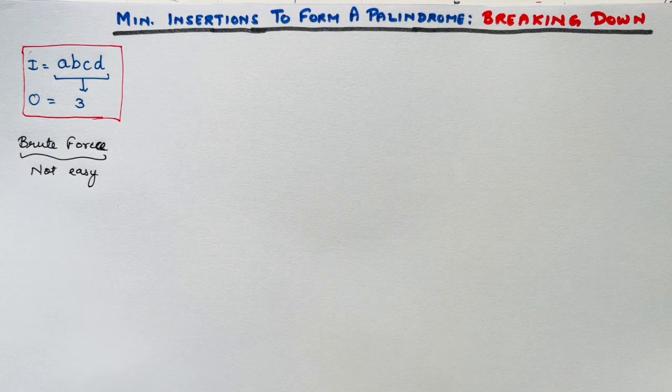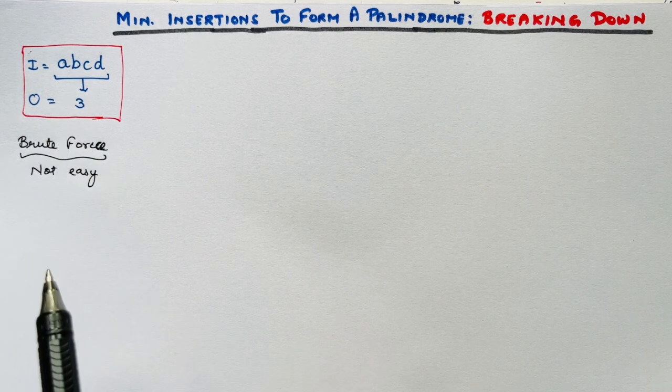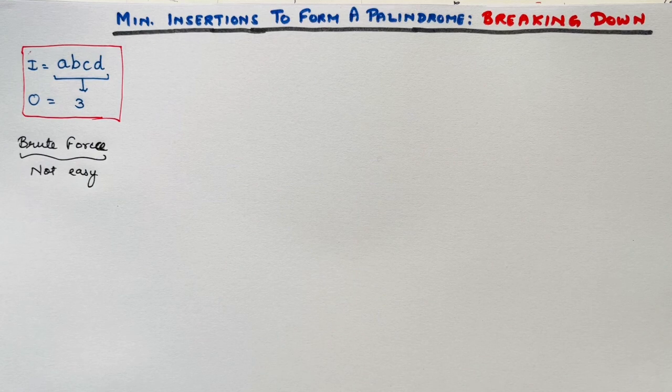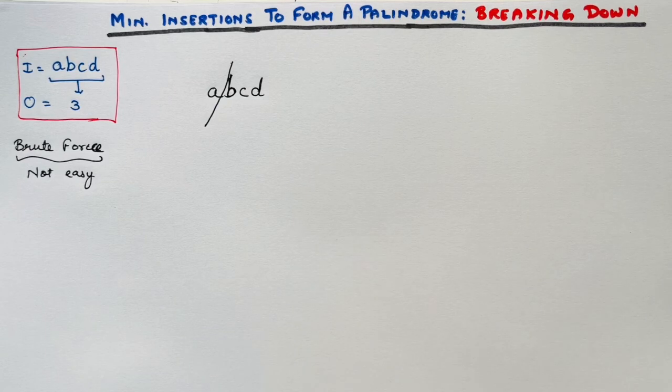What do we mean by smaller problem? Since our input is a string, a smaller problem would mean a smaller string. So our aim will be that if somehow I can get answers to my smaller problem, can I use them to solve my original problem? Okay, let's try breaking it.